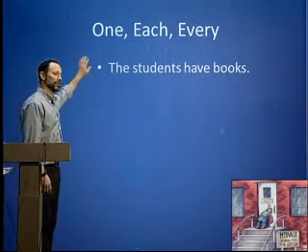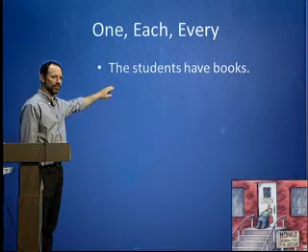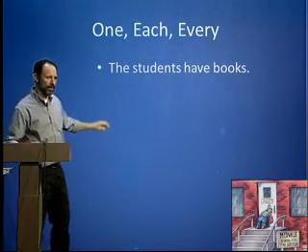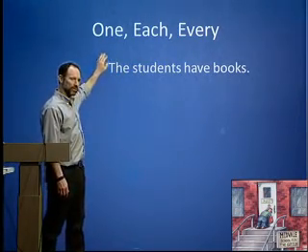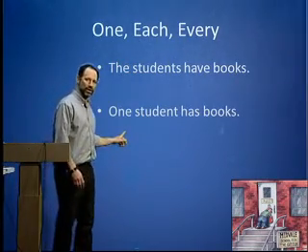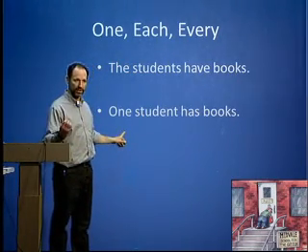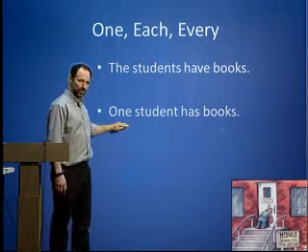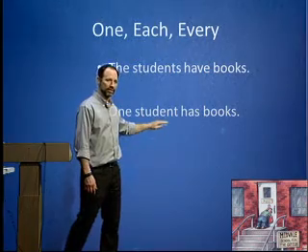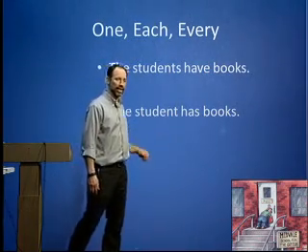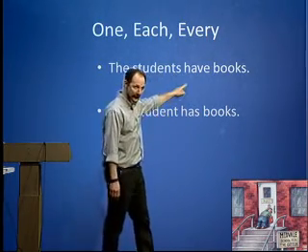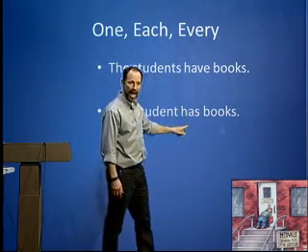Let's start with the word one, and we'll start with this sentence. The students have books. If I want to change from the students and make it singular with one, it's going to be one student has books. I use the word one. After the word one, the noun is going to be a singular count noun, and the verb is going to be the third person singular. So have changes to has.